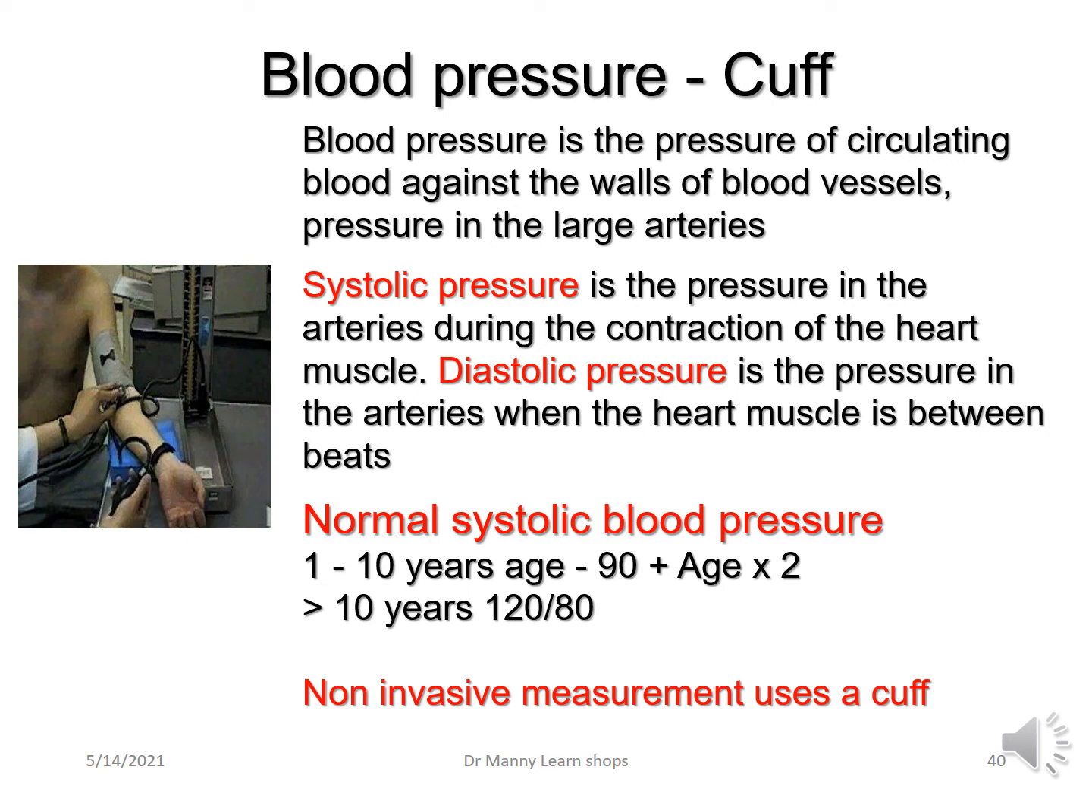And a normal systolic blood pressure, typically, remember typically, there's no normally here, but typically from 1 to 10 years of age is the formula 90 plus age times 2. If you're older than 10, you're considered probably to be an adult, and your blood pressure will typically, or should, be around about 120 on 80. A non-invasive measurement for blood pressure uses a cuff. Make sure that the cuff is the correct size and placed correctly on the limb. Otherwise, you may get erroneous readings.